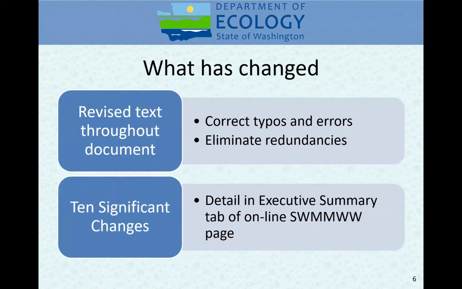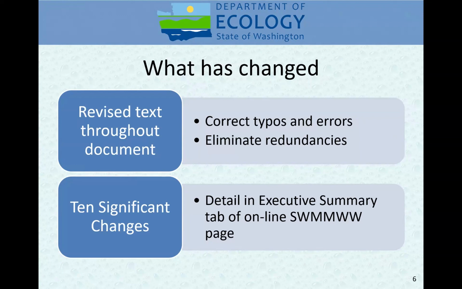So continuing on with that, we have corrected typos and errors. There's always going to be typos and errors, and we've eliminated redundancies. We've also identified 10 significant changes that we've made to the manual between 2019 and 2024. And the reason we've done this 10 significant changes piece is we want to make our review of the phase 1 manuals a little simpler.